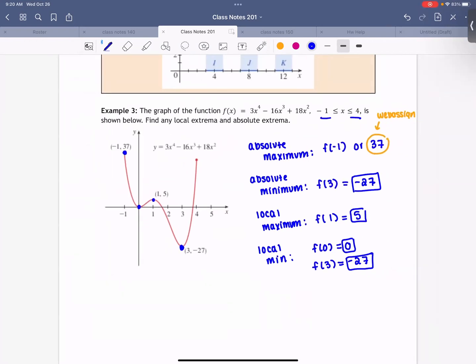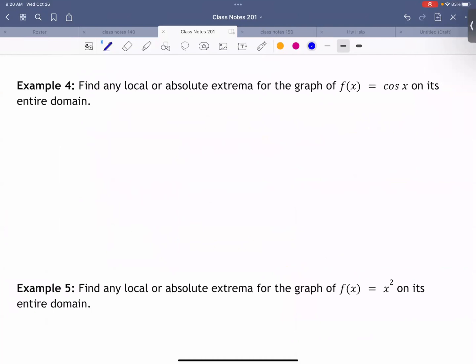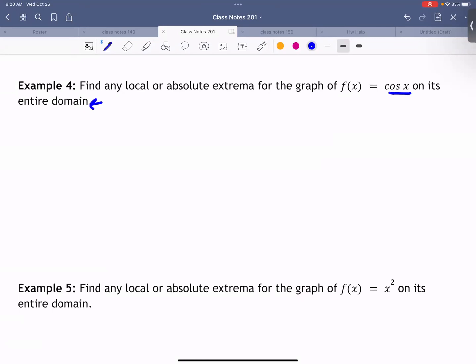This might seem like overkill, but I promise there's little things that can happen here that I do want to talk about. Okay, so this example is asking us to find any local or absolute extrema on the graph of cosine x on its entire domain. Okay, what's the domain of cosine x? What x values can I plug into cosine? Yeah, anything, right? The domain of cosine is all real numbers. Another way you can say that is negative infinity to infinity, right?